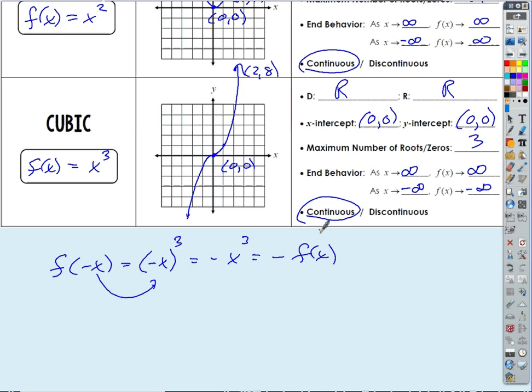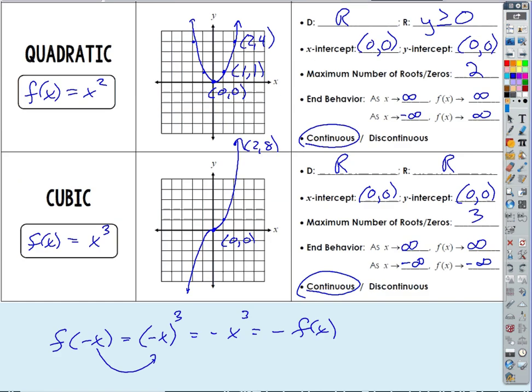If we were to do a quartic, which would be f of x equals x to the 4th, what kind of symmetry do you think it would have? What do you think it would be? Even. A quartic would be even also. Now, can you make a guess at what those evens and odds might be about? You can start to a little bit.